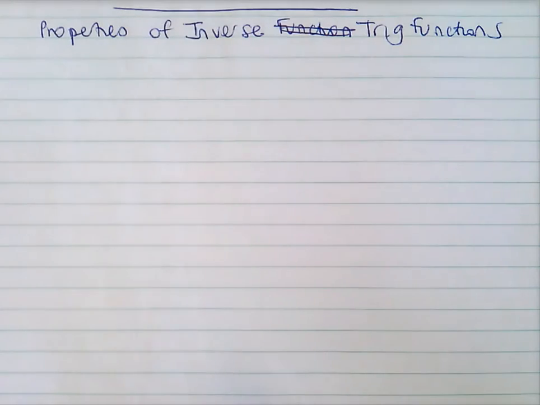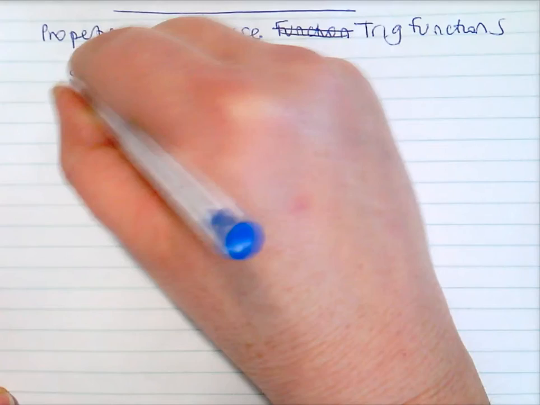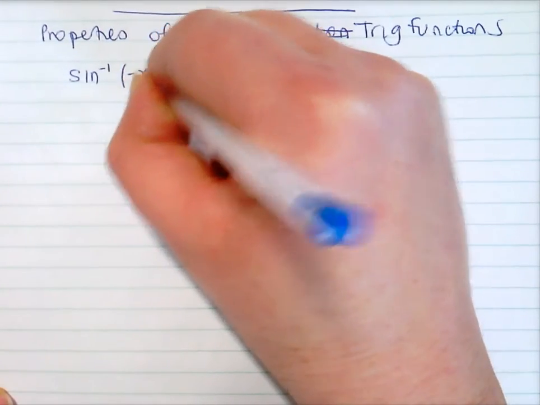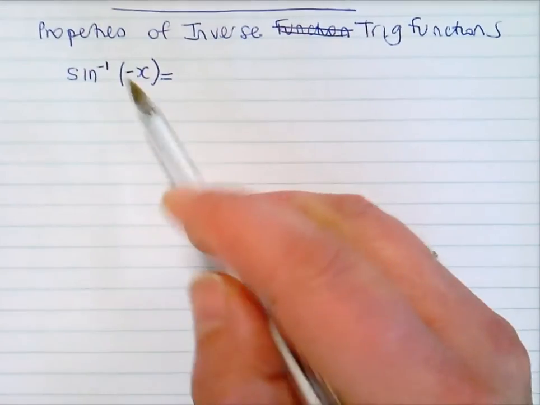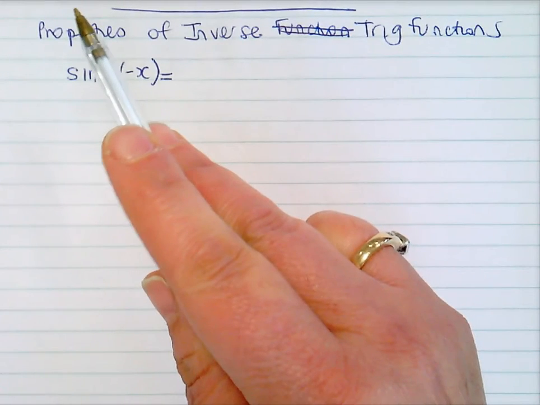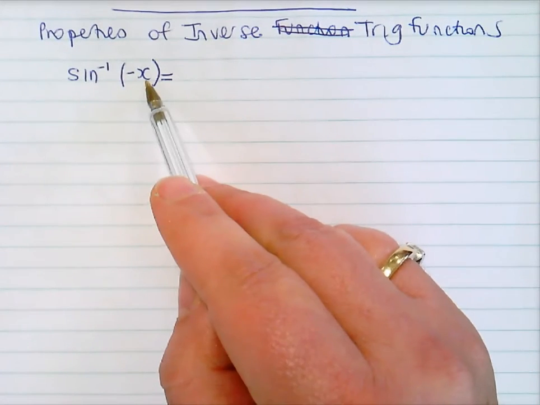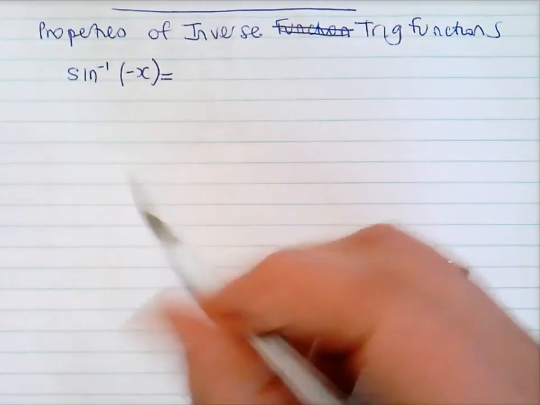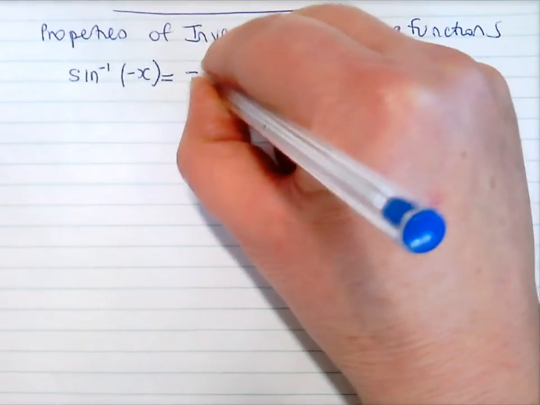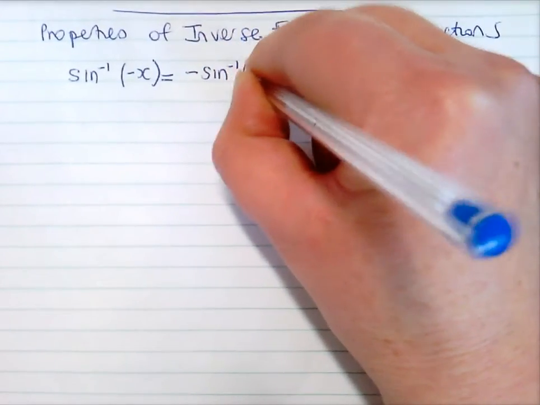Okay, properties of inverse trig functions. Our first property is that the inverse sine of negative x, in other words, the inverse sine function of an angle in quadrant 4, negative x, equals the negative of the inverse sine function of x.